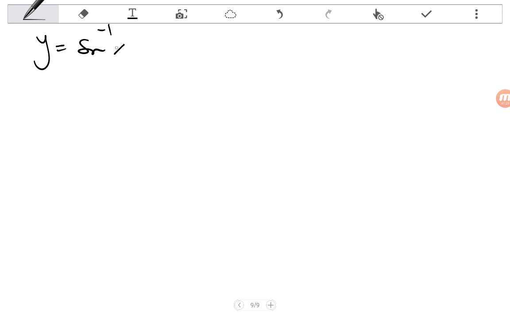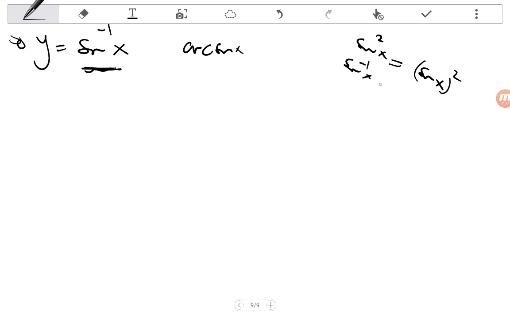We need to find what is sine inverse x. It is called sine inverse x, or arc sine x, but in our case we'll just say sine inverse x. Now, I need to know that this is different from this notation. We know that sine squared x is just sine x all squared. So is it sine inverse x? Is it sine x all to the power negative 1? No. So take care, these are different notations.